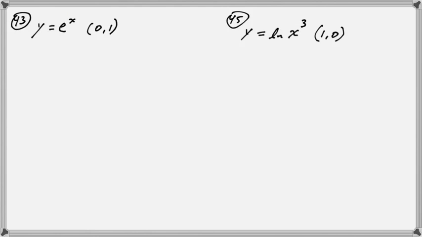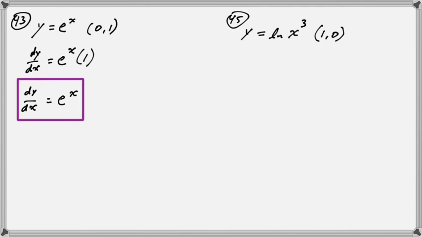Okay, 23, 25, 43. We want the slope at this point. So that means I want the derivative. The derivative of e to a power is e to the same power times the derivative of the power. So first thing is I find the derivative. Now I want to put in the x value that they're talking about. So I have e to the x, and what is my x? E to the 0. So the slope of the tangent line at that point would be 1.